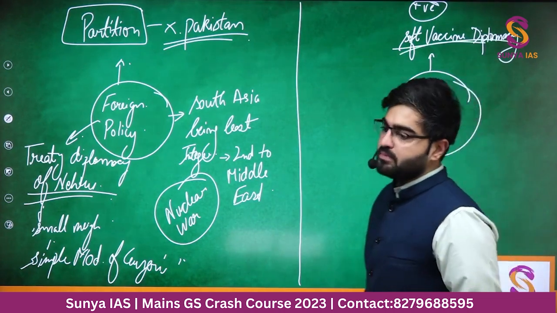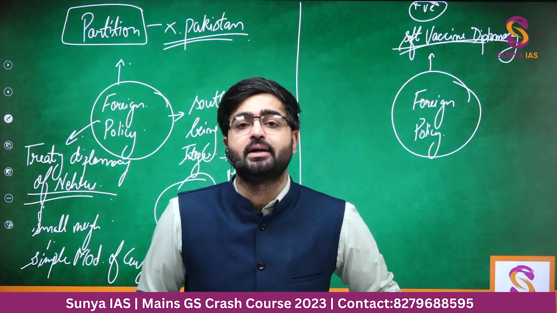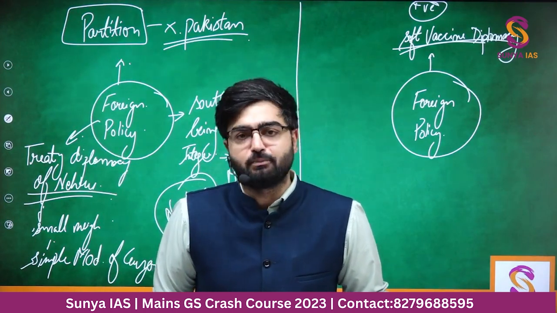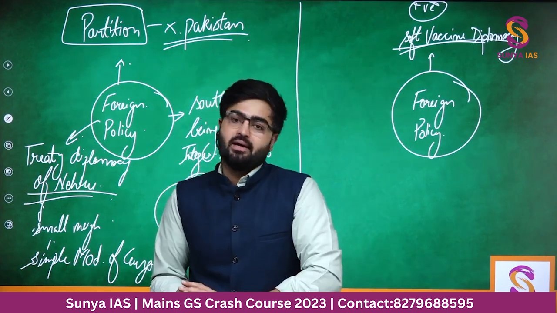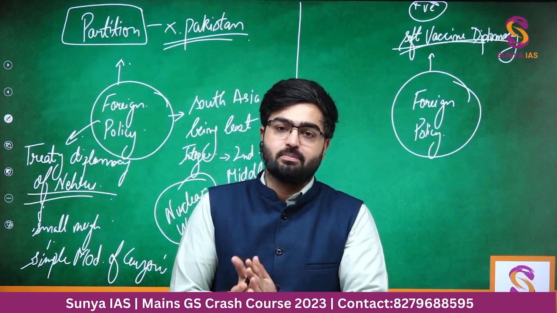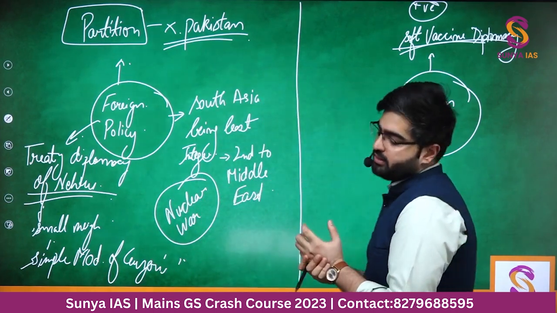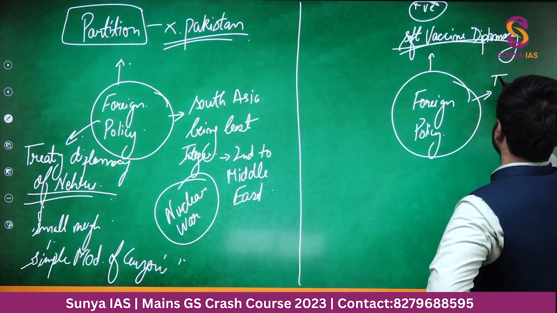Where India, even in a time of dire need, when India itself wanted it, served the interests of others as well. This is called soft vaccine diplomacy. During COVID, we sent vaccines to other nations, and thereby we were trying to project our image as a big brother. Right?